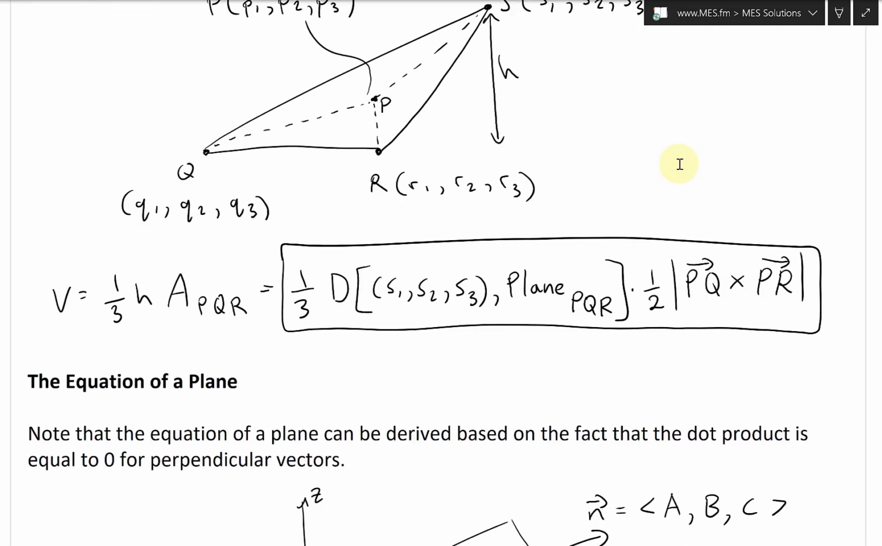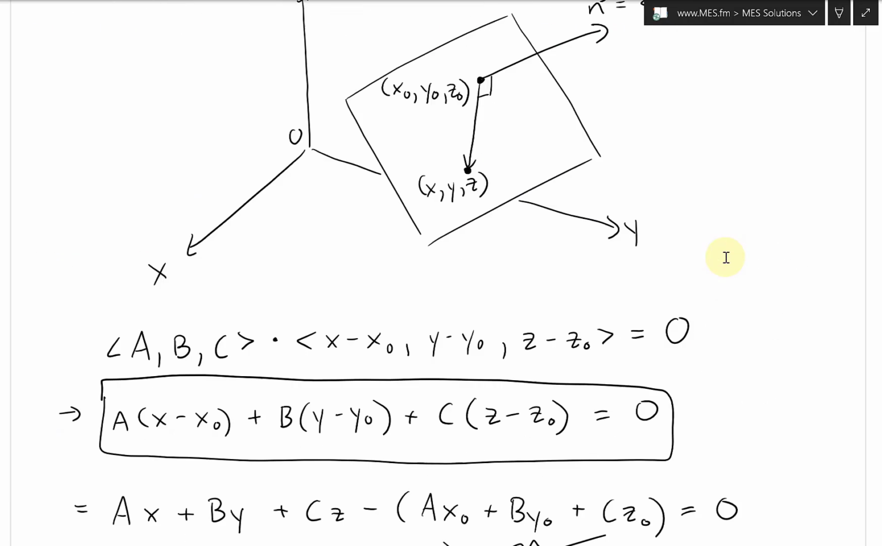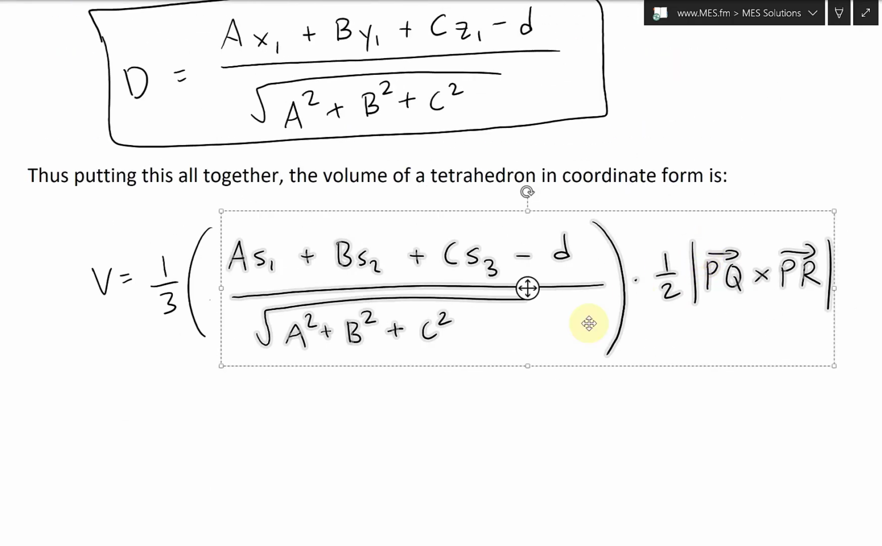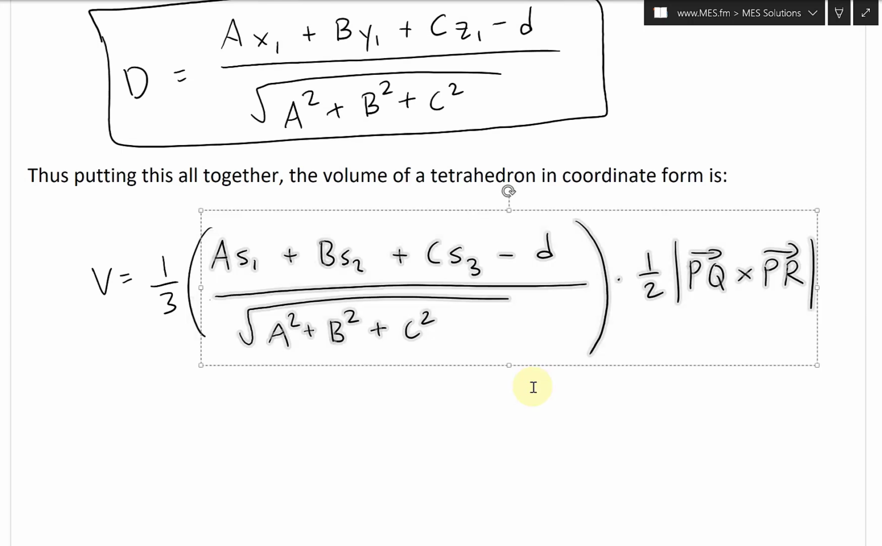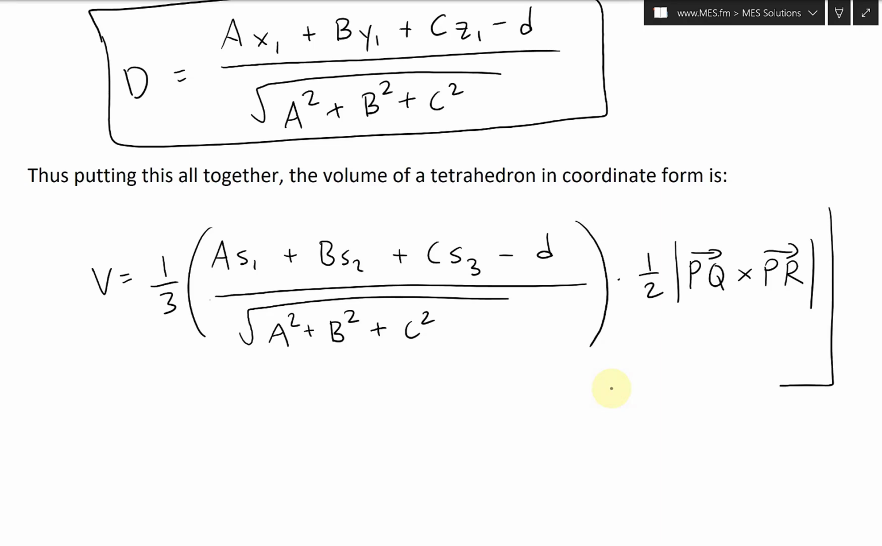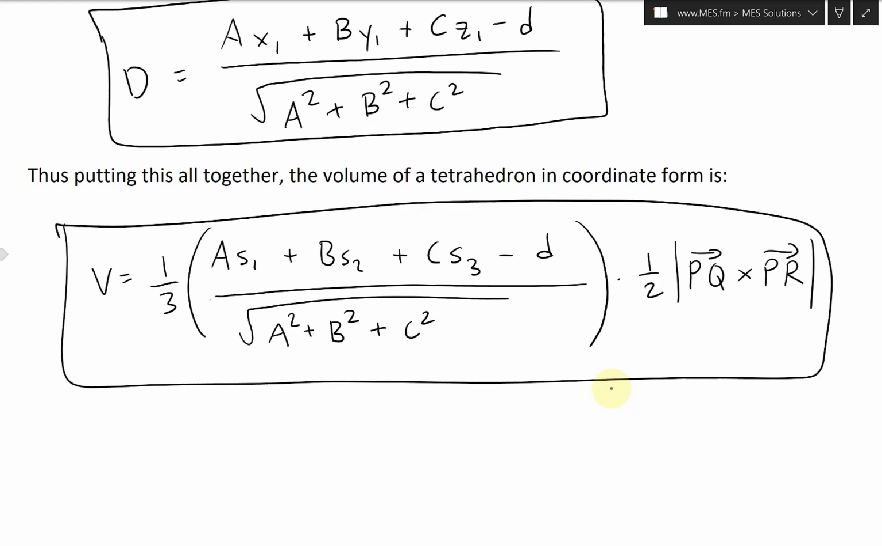Let's go look at the formula we had. So there's the distance, and there's the 1/2 PQ cross PR, which is quite fascinating stuff indeed. I'll move this into center. And yeah, this is some epic stuff right here. I'm going to box the entire volume in, like this. All right.